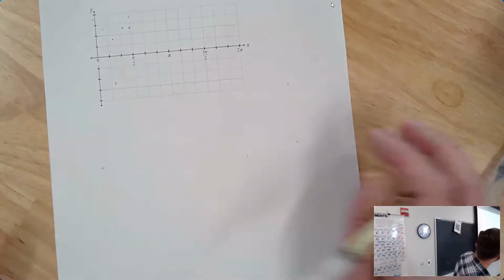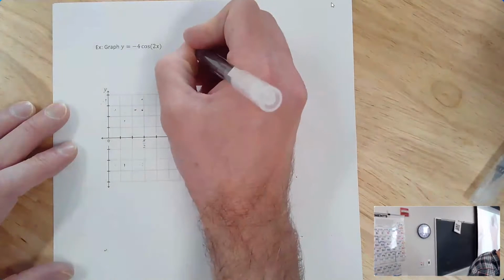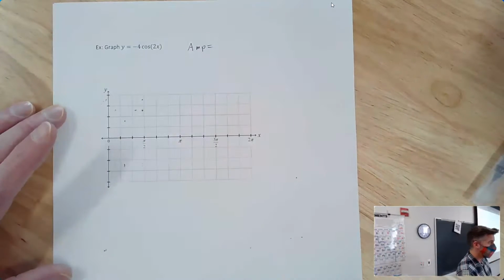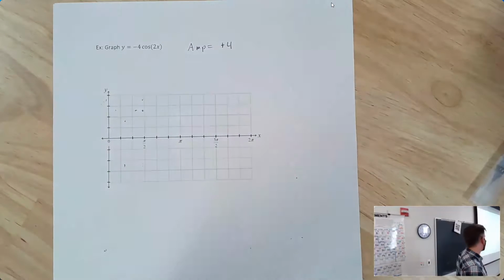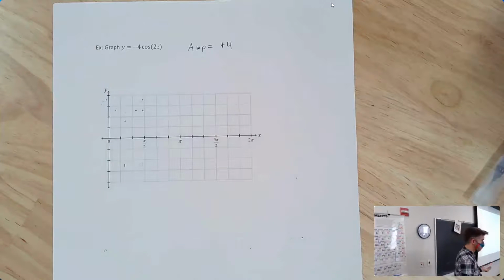Let's look at y equals -4 cosine of 2x. So what's my amplitude here? It's not negative, it's just positive. The amplitude is always going to be positive because it's talking about distance, right? Distance is always positive. Amplitude is the same kind of idea. It's just how far you're moving from the middle. And we would always take that as a positive number.